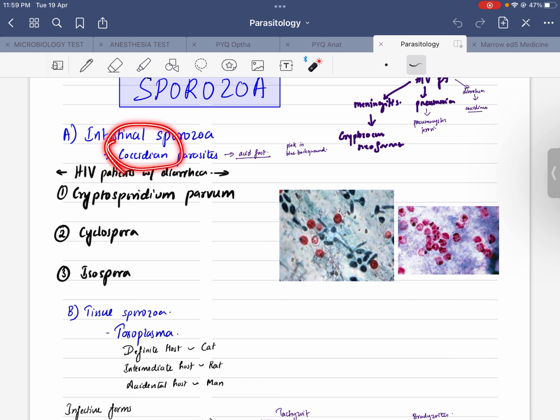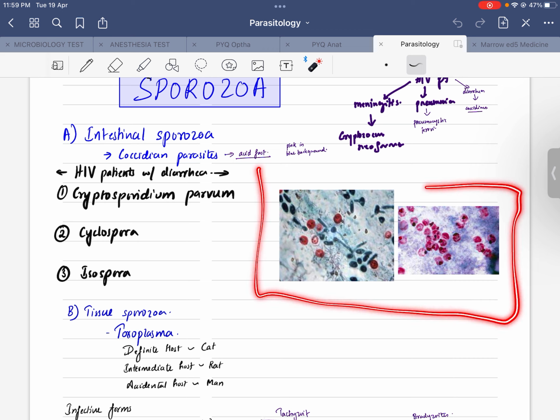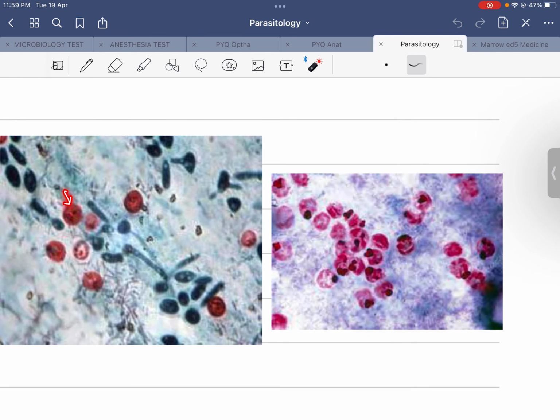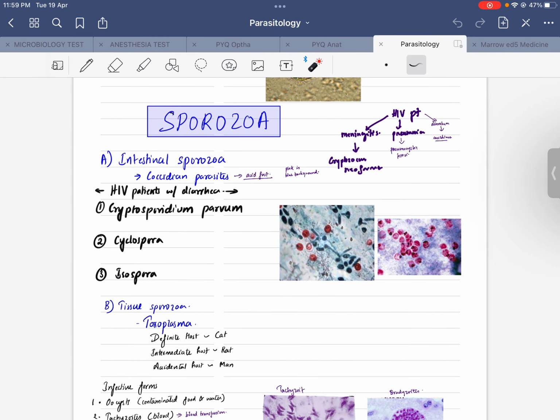Examples of these coccidian parasites are Cryptosporidium parvum. It has been asked in your exam. Cyclospora and Isospora. For these organisms, the image that they will give you is something like this, okay? So what are you seeing? I've always talked about acid fast organisms. They are pink organisms in a blue background, okay? Whenever you see pink organisms in a blue background, you should think about acid fast organisms. This is actually the image for Cryptosporidium parvum, okay?